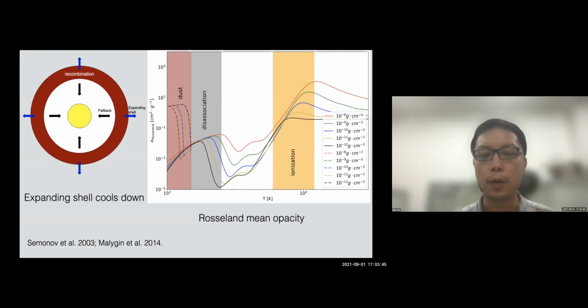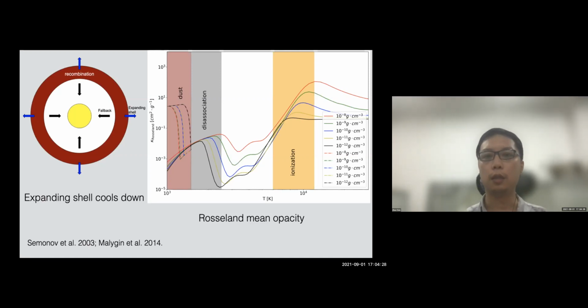The right panel shows the Rosseland mean opacity. When the ejecta is at high temperature, it is fully ionized, so the opacity is high and it is opaque. As it expands, the density and temperature drop, then the opacity comes to the wide gap inside, and it becomes transparent suddenly. After a short time, when it comes to the dissociation and dust formation region, the Rosseland mean opacity becomes high again, and it becomes opaque again.